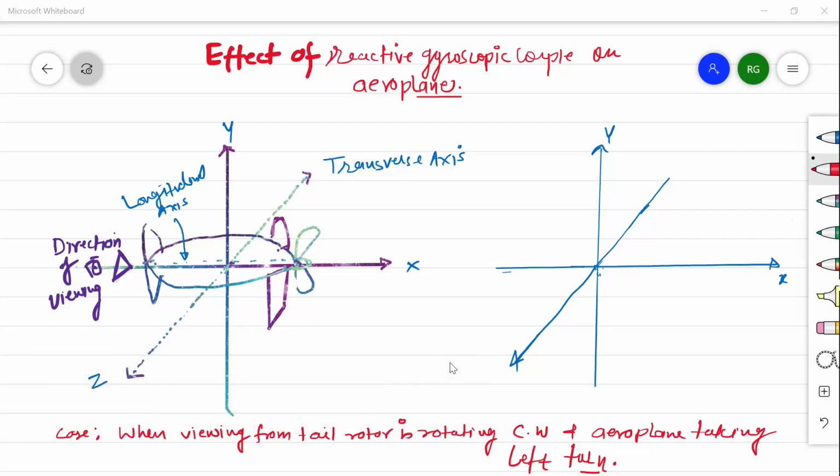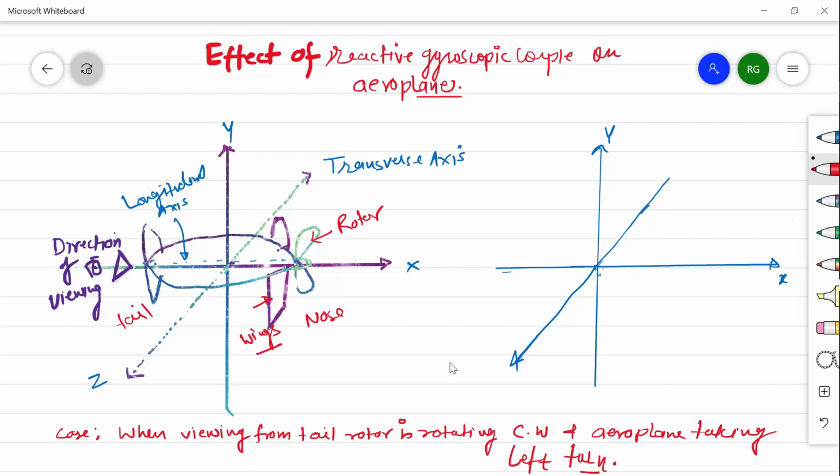Hello everyone, welcome back. In this lecture, we are going to study the effect of reactive gyroscopic couple on the aeroplanes. So in this lecture, we are taking a case when viewing from the tail side. This is tail and this is nose. This is rotor. These are wings.